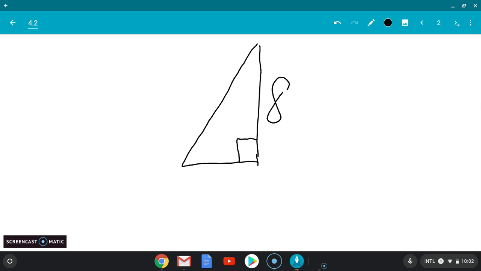All right, let me give you an example here. Say I've got my triangle. This little square in the corner tells me that this is a 90-degree angle. So this is a right triangle because it has a 90-degree angle. 90-degree angle, perfectly perpendicular, right? They're going to tell me that this side is 8 feet and this side is 5 feet.